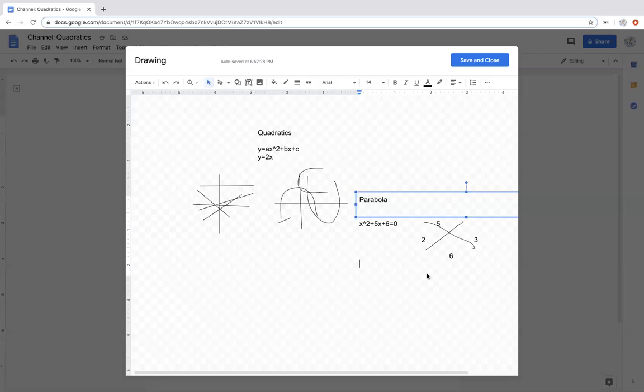You would simplify it. So here there's 5x in the middle, but you would simplify that 5x into these two numbers here. So it'd be 2 and 3x. So it'd be x squared plus 2x plus 3x plus 6.